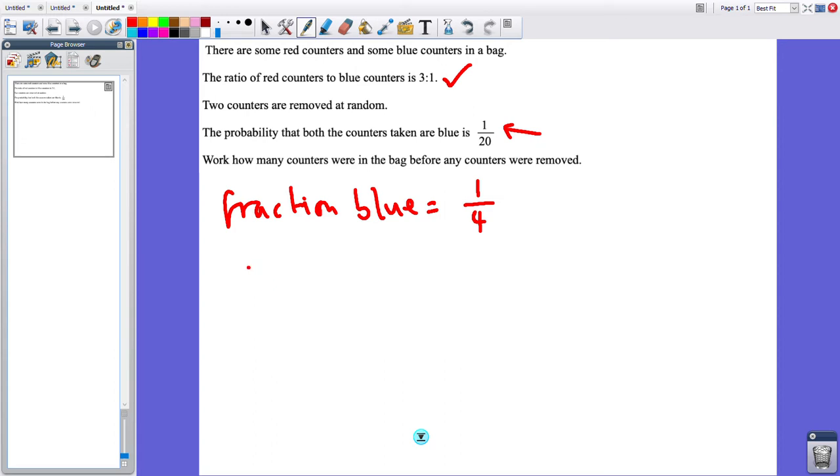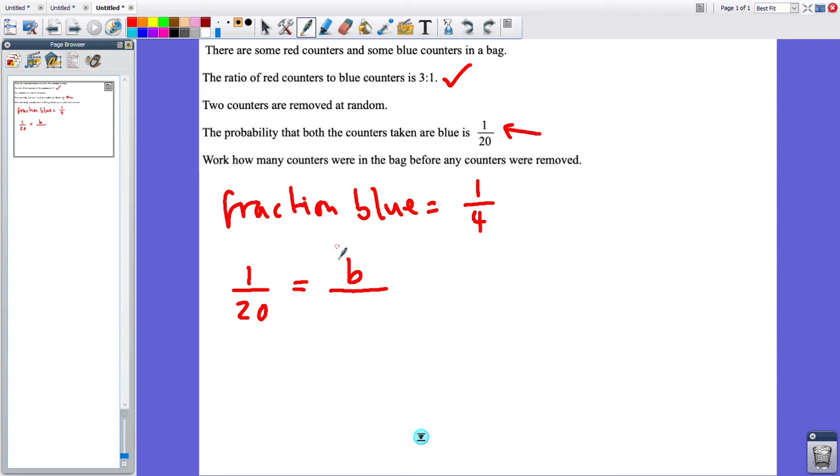I can say 1 over 20 is the probability of picking blue on the first go times the probability of picking blue on the second go. Now the probability of picking blue on the first go is the number of counters which are blue, which we'll call B, over the total number of counters in the bag, which I could call B plus R, blue plus red. I could call it N for the total number of counters. What I'm actually going to call it is 4B.